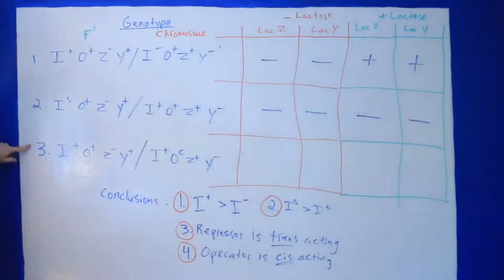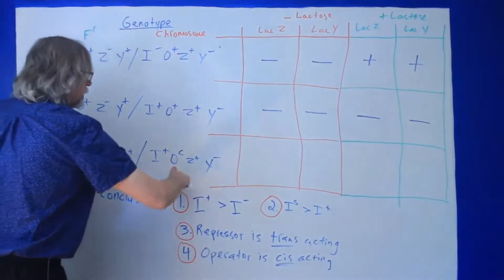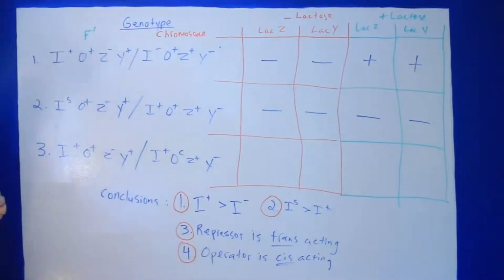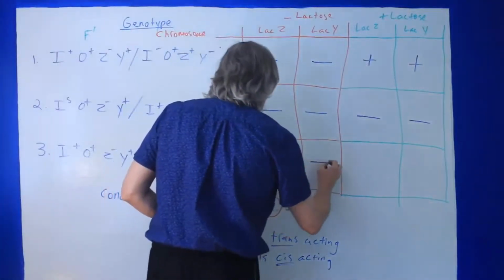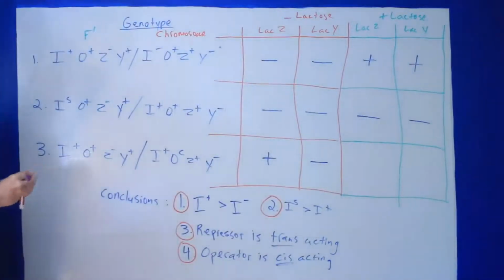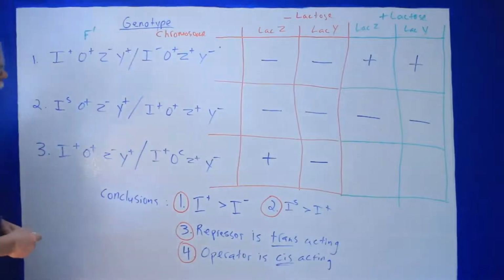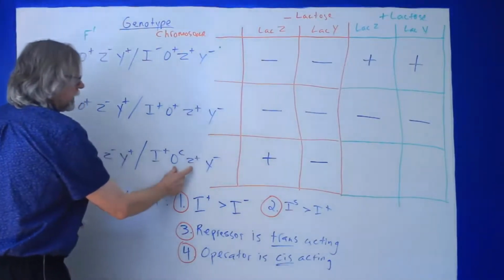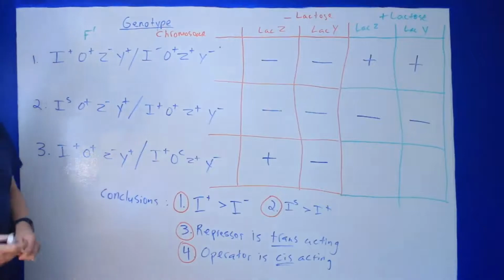Okay? Third result, what if we compare a wild type operator with a constitutive operator? What do we see? All right, so in this case, in the absence of lactose, what we see is that lac Z is expressed, lac Y is not expressed. Absence of lactose. Lactose doesn't really matter for lac Z. It's going to be expressed anyway. And notice that the lac Z is linked to the constitutive allele of the operator, and the lac Y is linked to the wild type allele of the operator.